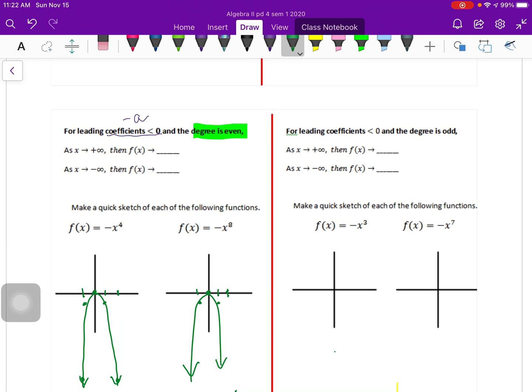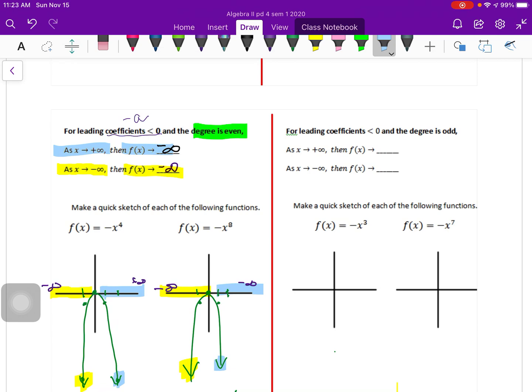So when I am looking at the end behaviors again, I'm going to look to the left as x's go towards negative infinity. What is happening to these y's? This one goes down and this one goes down. So that means my y's go to negative infinity. That is down. Then when I look at the right of the graph, that would be as the x's go towards positive infinity, what is happening to these y's? They are going down, so down would be negative infinity.